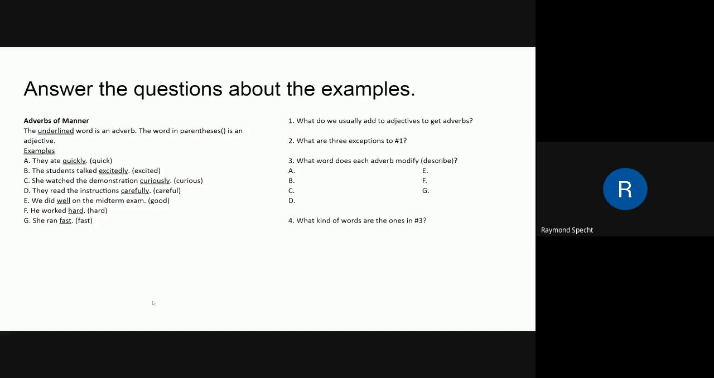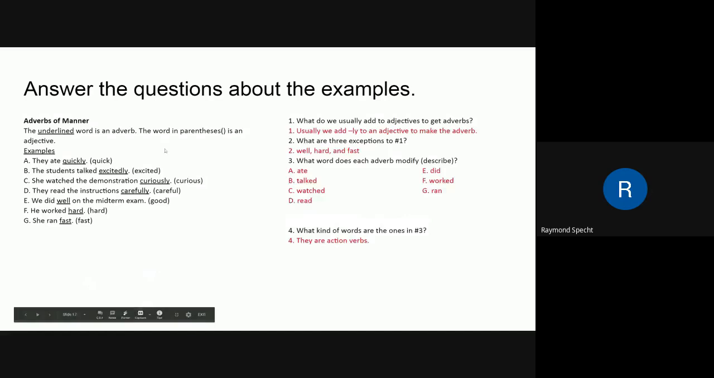All right, let's check our answers. Okay, the underlined word is an adverb. The word or phrase is an adjective. Okay. So here's our examples here. Now let's look at number one. What do we usually add to adjectives to get adverbs? We usually add ly to an adjective to make an adverb.